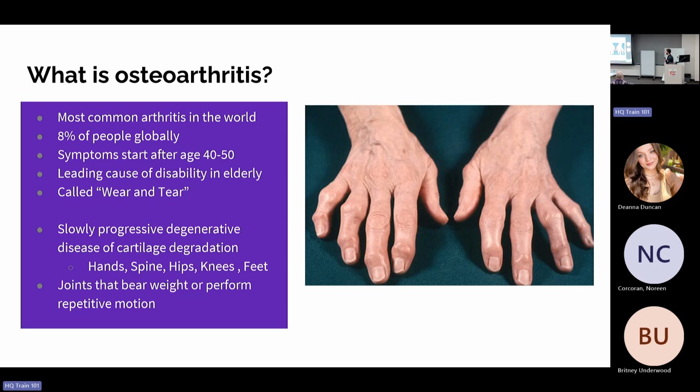And you can see here a hand affected by osteoarthritis where you can see these nodules. I don't know if I have a pointer or not. So you can see at the tips of her fingers these bony nodules, which is a natural reaction in osteoarthritis.